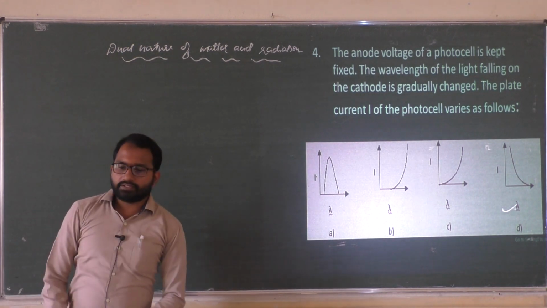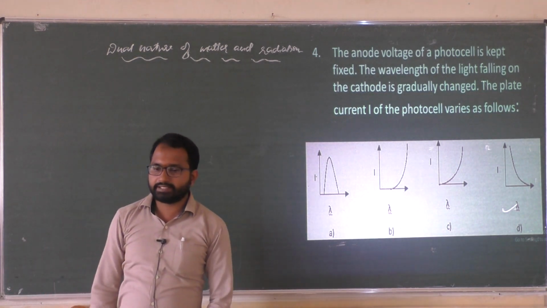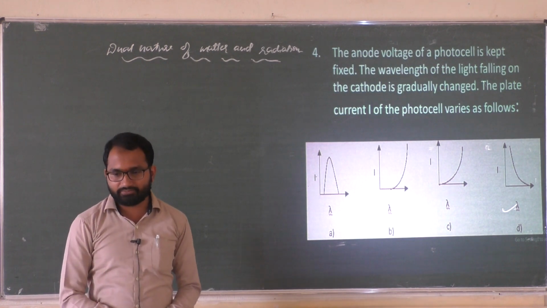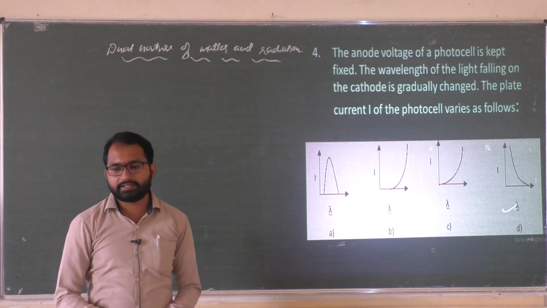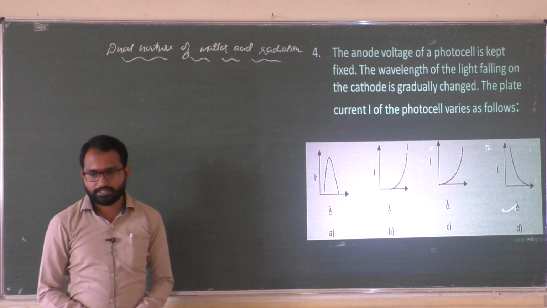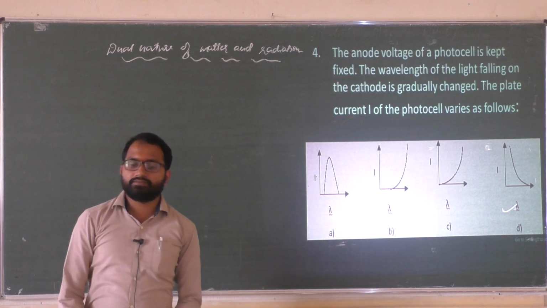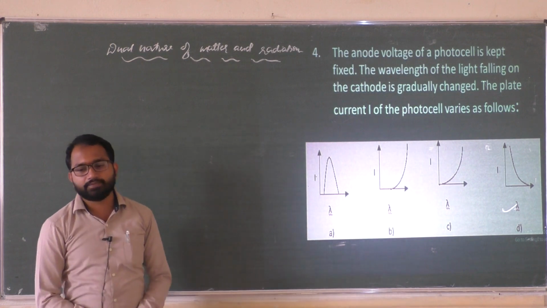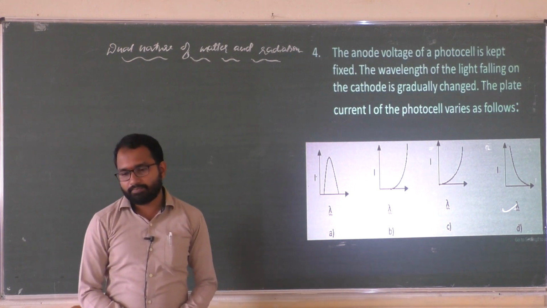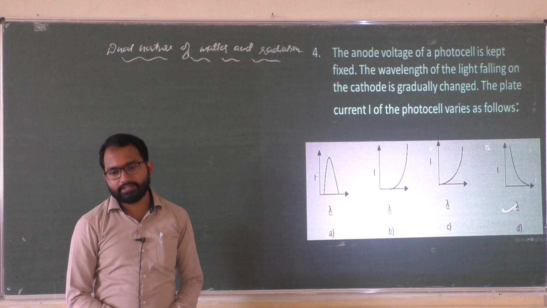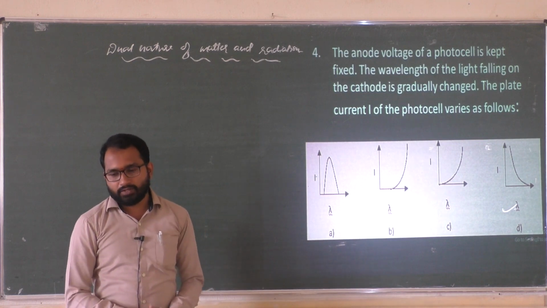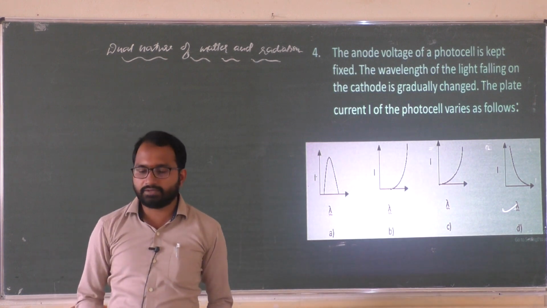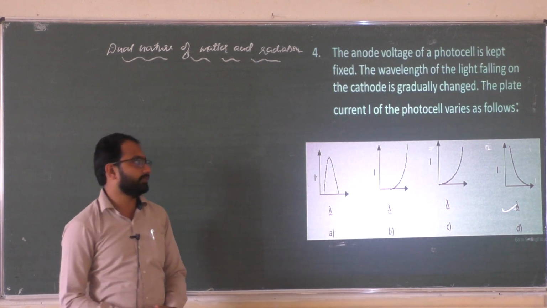The anode voltage of a photocell is kept fixed. The wavelength of light falling on the cathode is gradually changed. The plate current I of the photocell varies as follows. What happens to the current flow if you change the wavelength? Which one is the correct option?